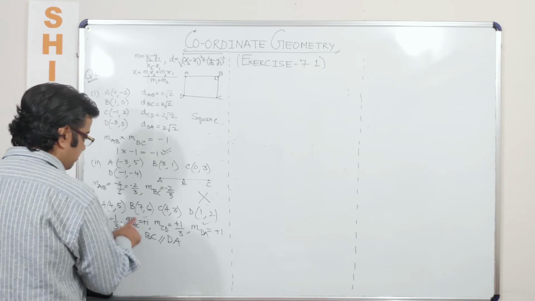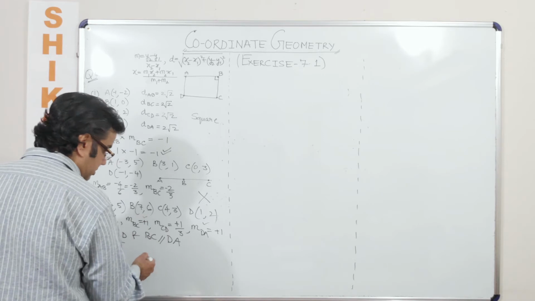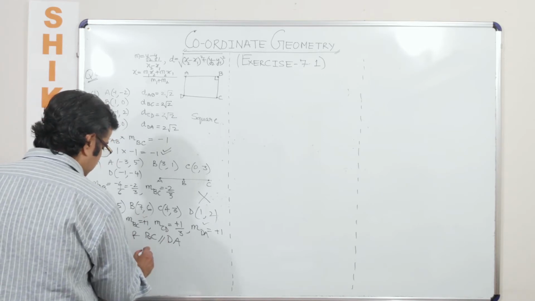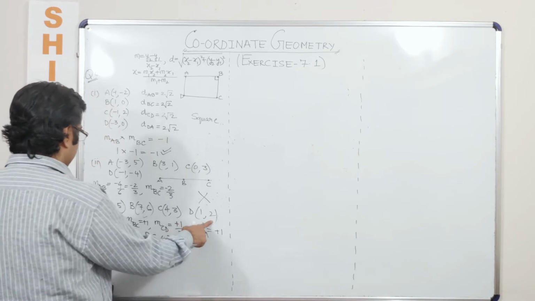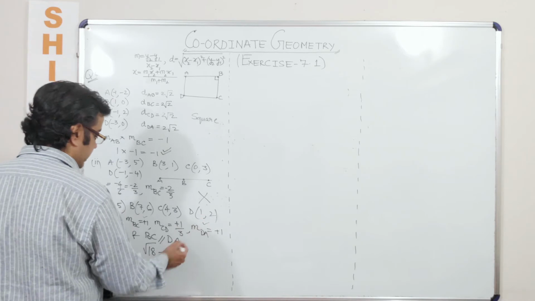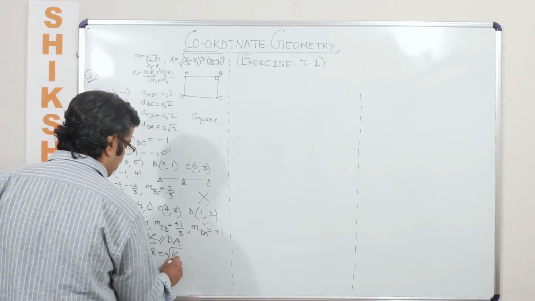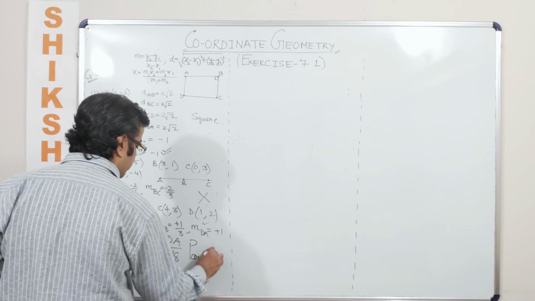Similarly, can I find out the length for BC? So 3 square and 3 square, root 18. Now this should be equal to DA, which is (2 minus 5) whole square, which is 3 square, and (1 minus 4) whole square, which is again root 18. Henceforth, the figure that you are getting from here is a parallelogram.